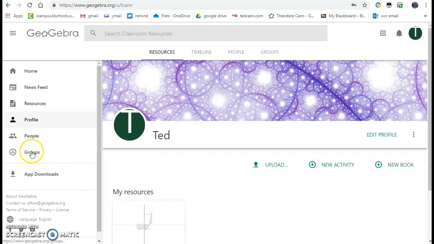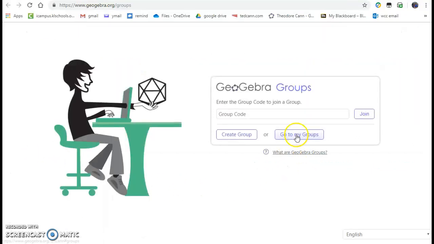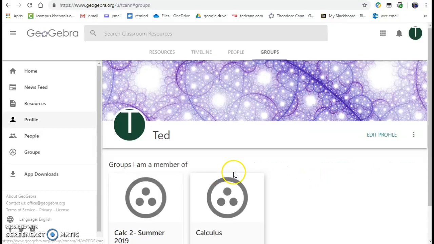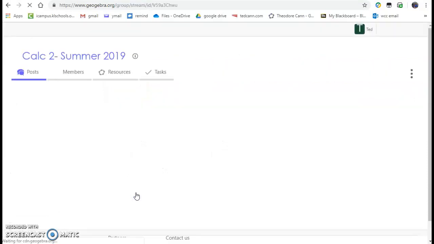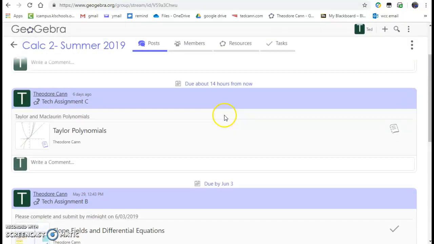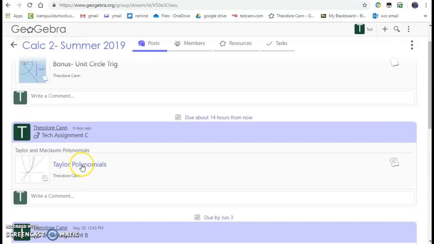So what you're going to do is go to Groups, go to My Groups, and then select the relevant group. In this case, it's Calc 2, Summer 2019, and that'll bring you to this page. First you're going to click on Taylor Polynomials, so it brings us to this tab.